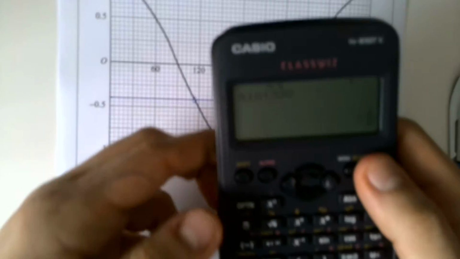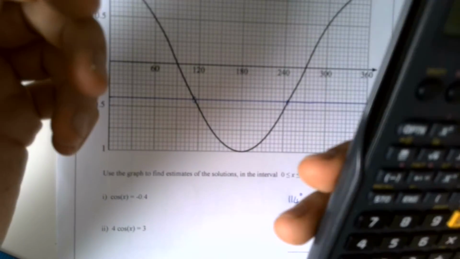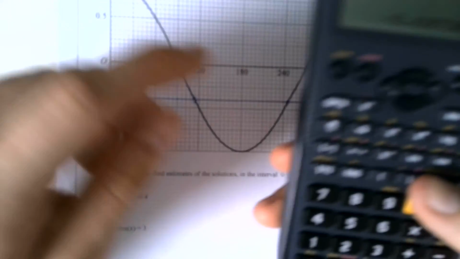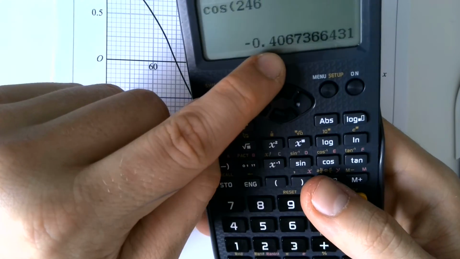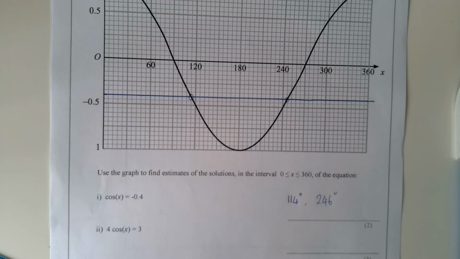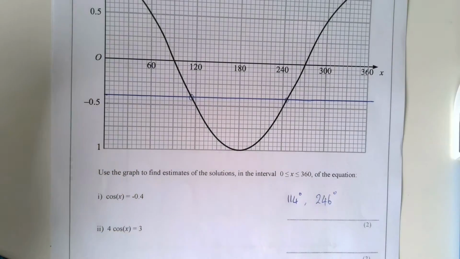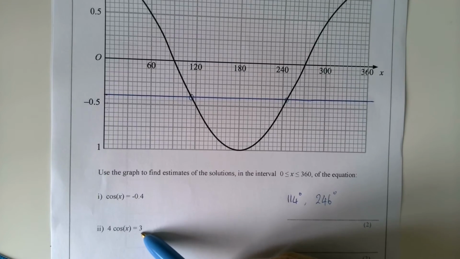Let's just check that on my calculator. Cos 114 gives me minus 0.40. This has just been rounded, and then 246 again gives me very close to minus 0.4. So remember, it is only an estimate. You're doing it visually. It's not going to be exactly that, but you do need to make sure you're using the graph. Okay, this one, 4 times cos x equals 3.